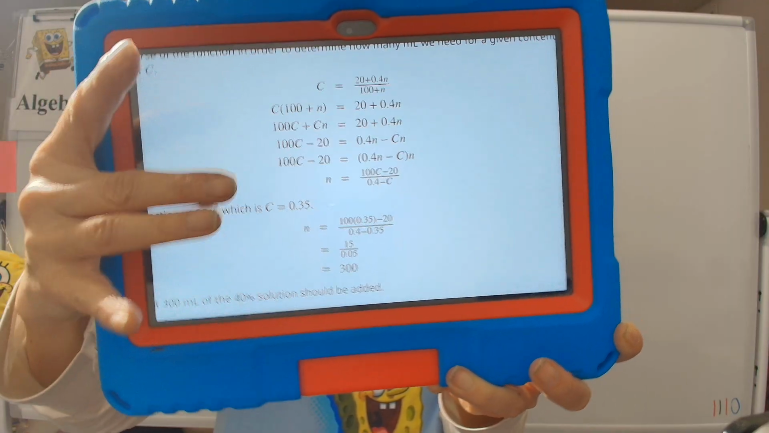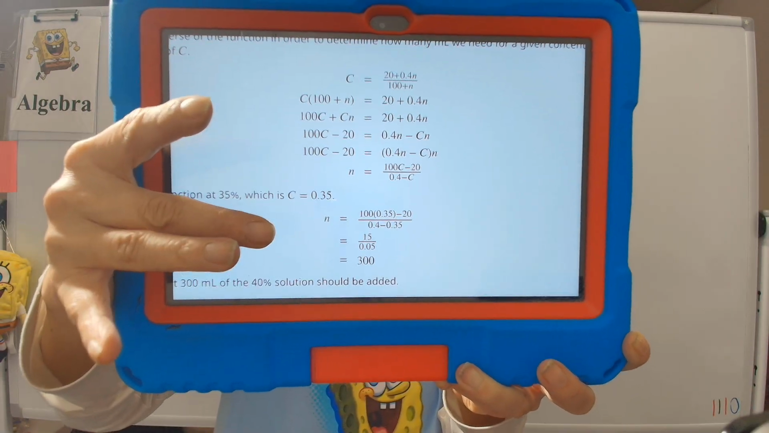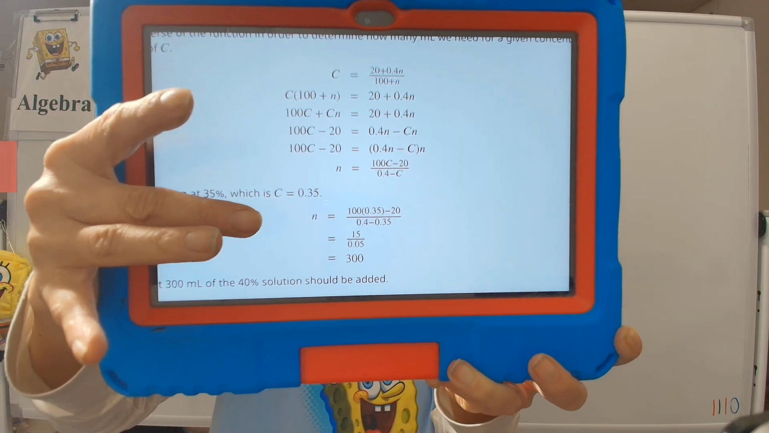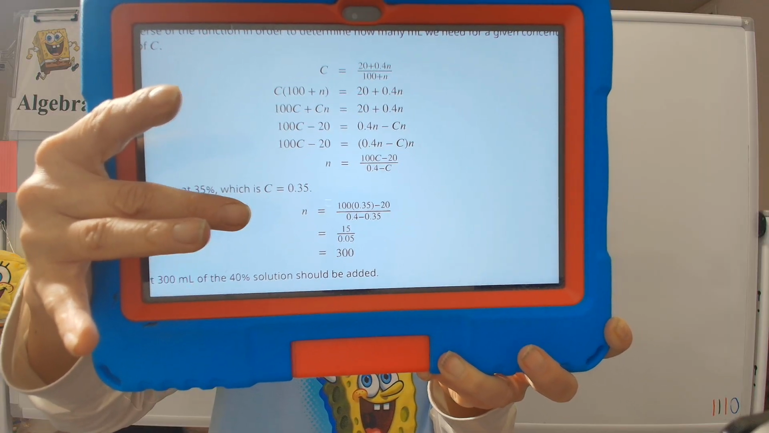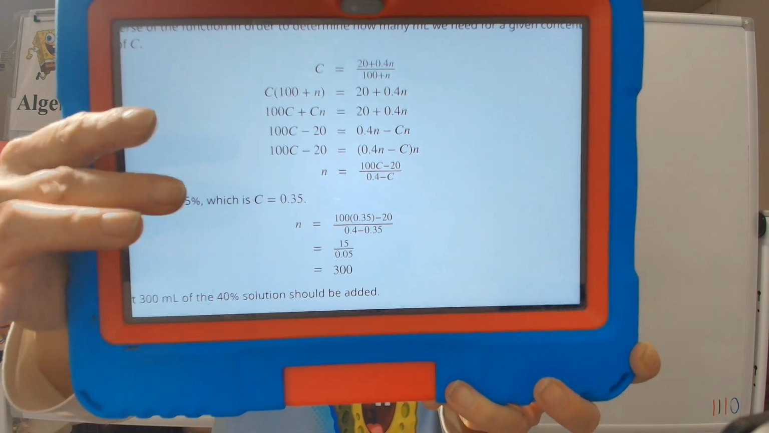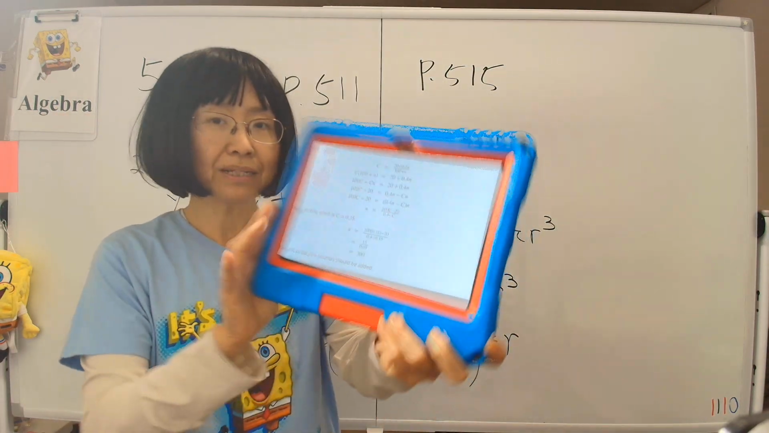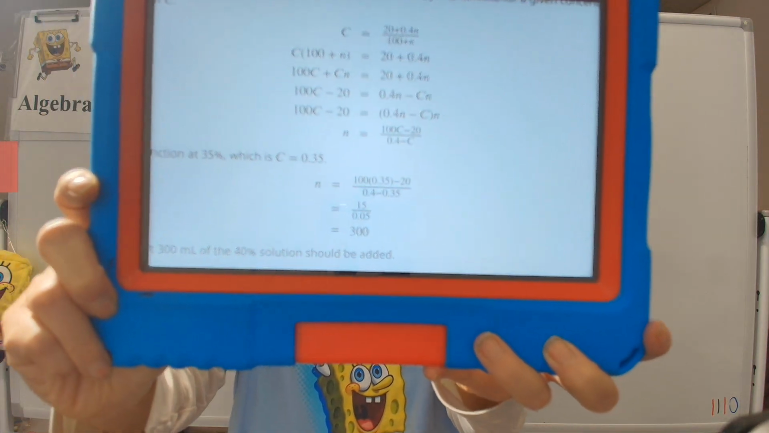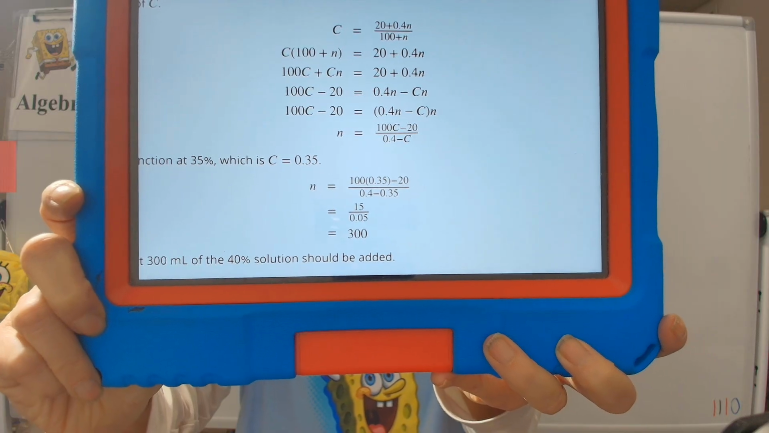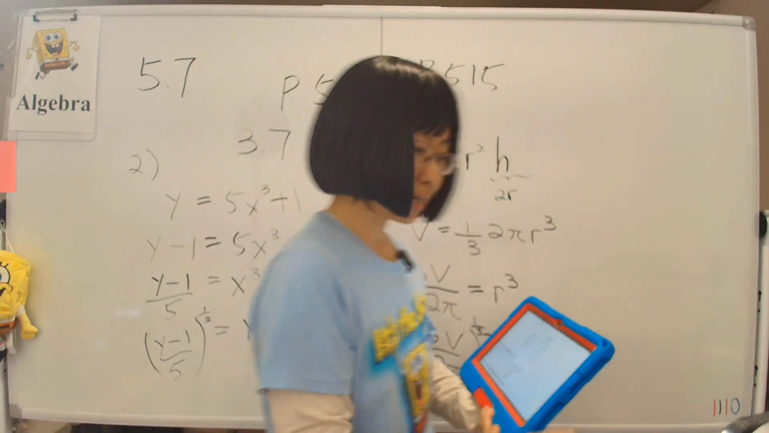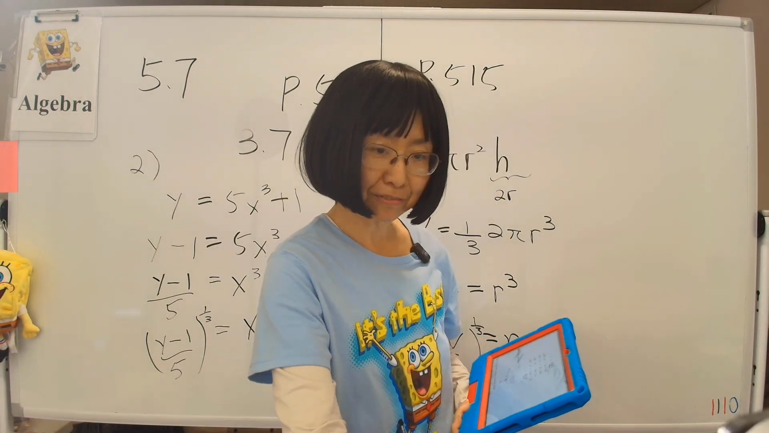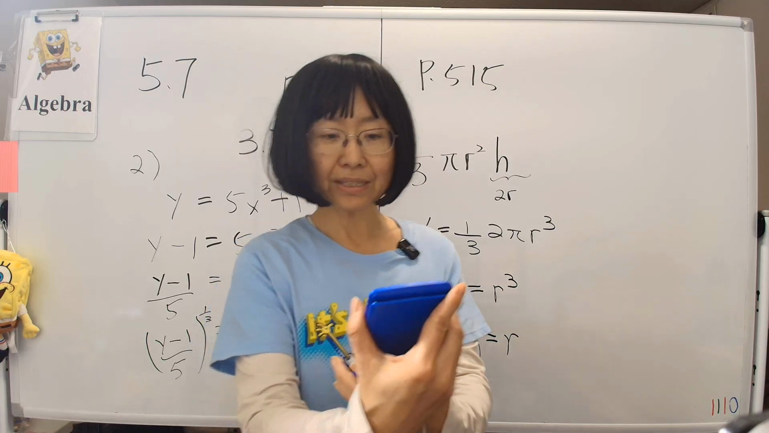All right, and then the book wants to know what happens when C is 0.35. What is the value of n? Okay, I think I will do that. So please do this on your calculator as part of your calculator practice. Okay, so I will do that, and please do that yourself. All right, now I have it typed in.